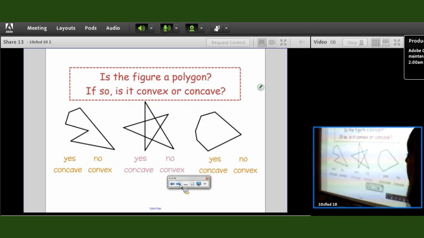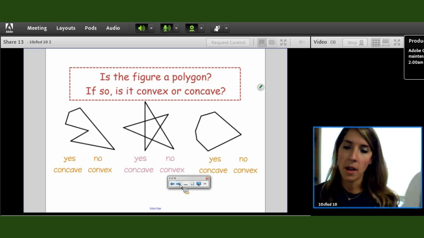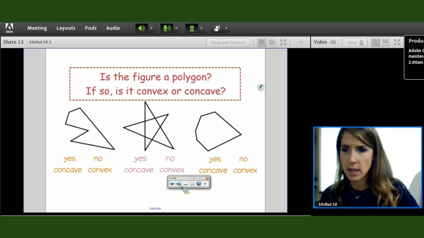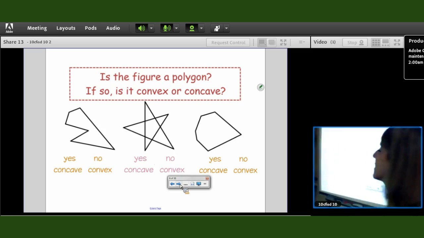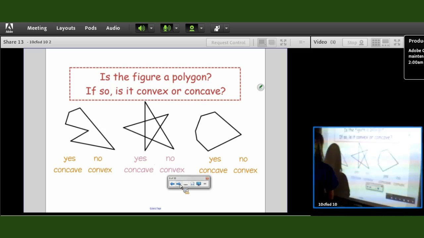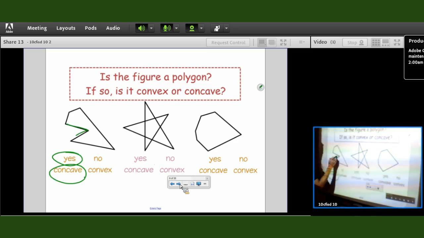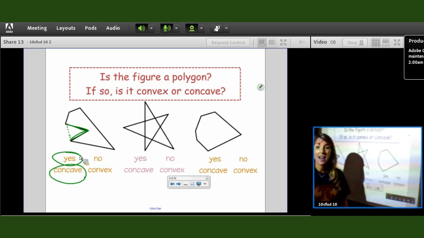Let's see if we can apply these. Is the figure a polygon? If so, is it convex or concave? Good. That first one, is it a polygon? Yes, it is. Concave or convex? Concave, and there's where it caves in right there. Here's the guilty diagonal, the one that falls outside the shape.